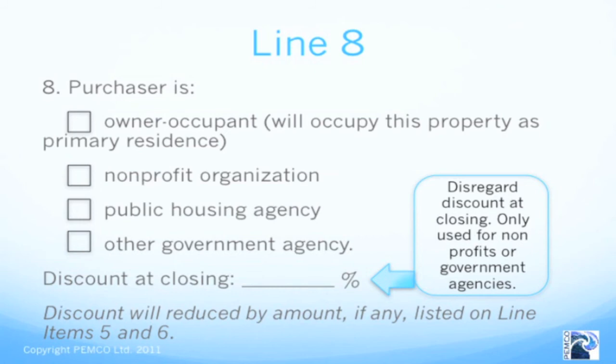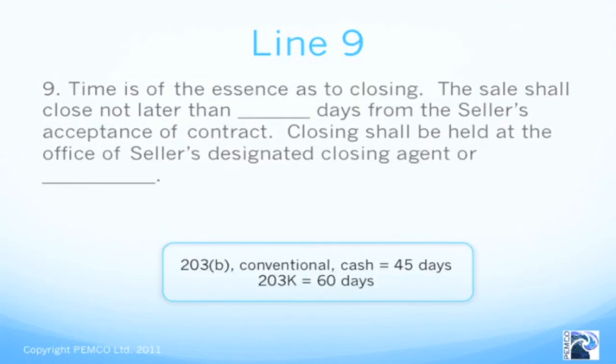Disregard the small line to the right that states discount at closing. This line will only be used by nonprofits or government agencies. Line 9 is where you will state the closing timeline. For normal closings like 203B or conventional or cash closings, 45 is the appropriate number to fill in. For 203K closings, this blank should be filled in with 60. The next blank you can totally leave blank, don't even worry about it.